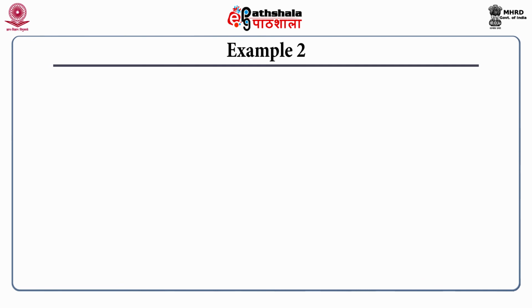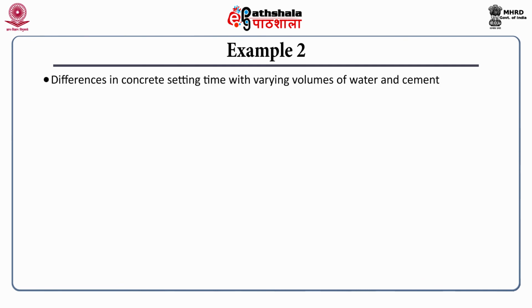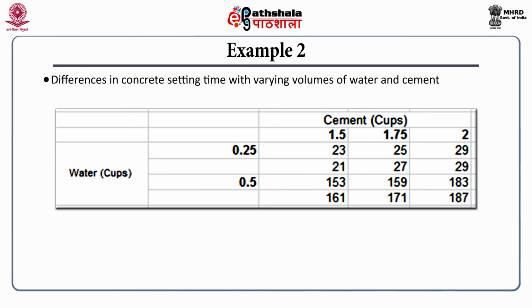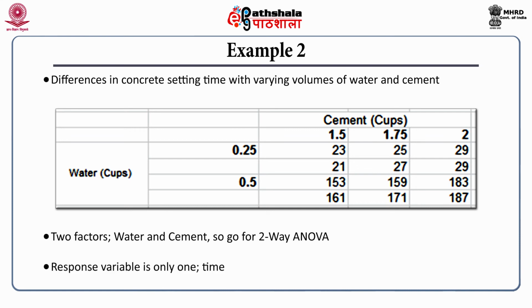Here is the second example, differences in concrete setting time with varying volumes of water and cement. So these rows are water cups while columns are cement cups. As you can see, there are 2 replicate measurements. So there are 2 factors here, the cement and water, of course. So we have to go for two-way ANOVA, while the response variable is only one, the cement setting time. But there are 2 factors, so two-way ANOVA.